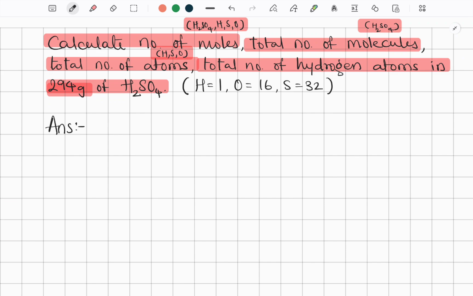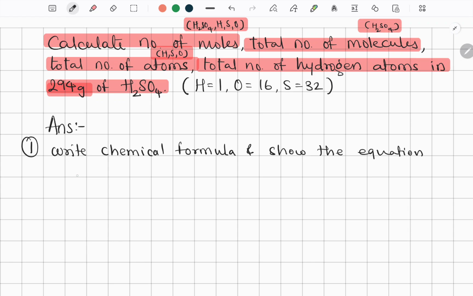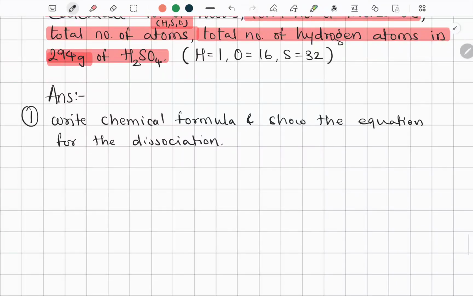First, write down the chemical equation. Which chemical equation? You have to write down the dissociation of that chemical compound. So first I'll write the chemical formula and show the equation for the dissociation. This is just in order to understand how the compound breaks.